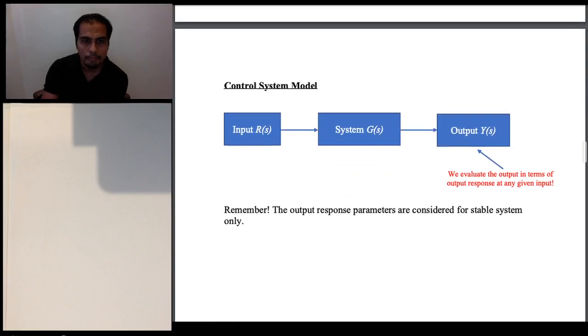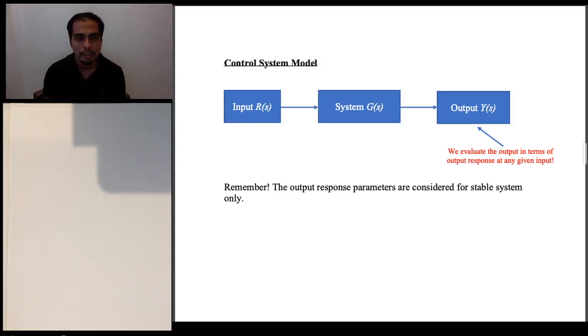So we are talking about the control system model. Basically we have a system, normally we call it G(s), and then we have an input R(s) and the output Y(s) in this form.